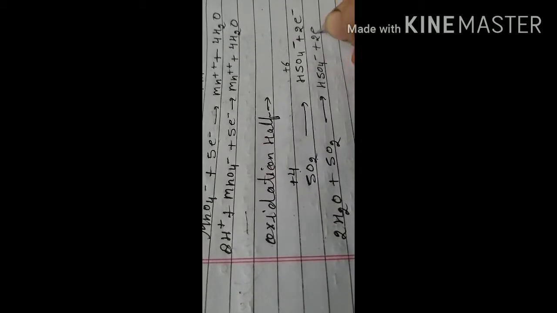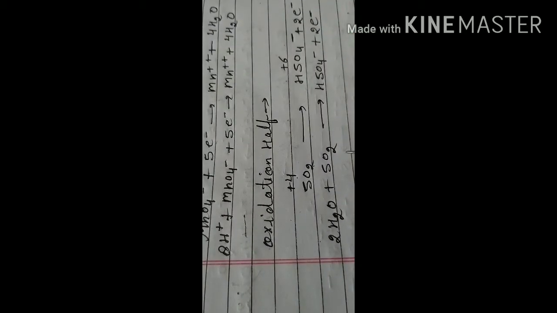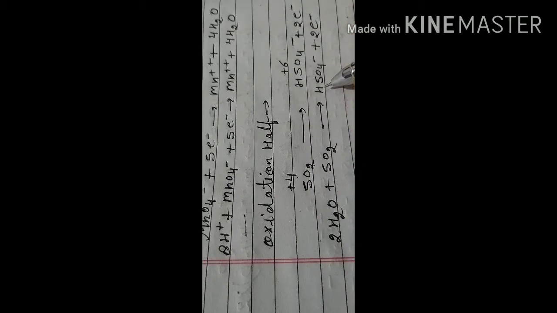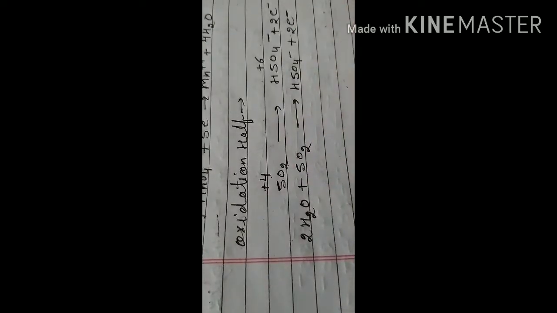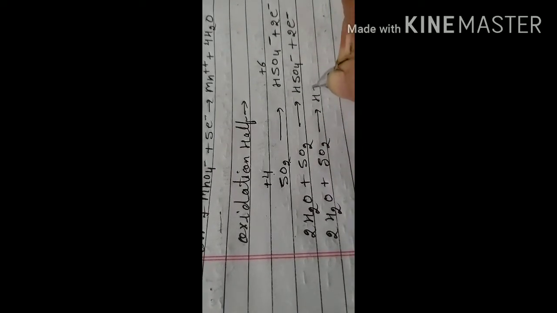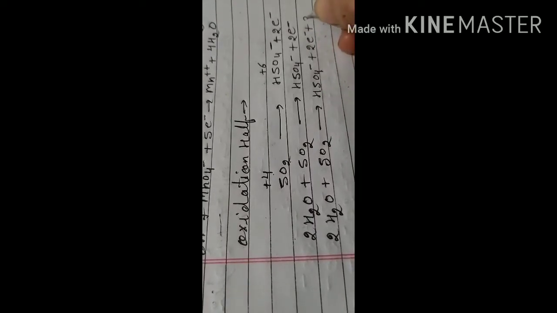So 2H2O plus SO2 gives HSO4 negative plus 2 electrons. Now oxygen is balanced, 2 and 2 is 4, sulfur is 1. Hydrogen we have here 2 2s are 4, so we have to put 4H. 1H is already there, so we add 3H positive ions on the other side. In the next step we write: 2H2O plus SO2 gives HSO4 negative plus 2 electrons plus 3H positive.